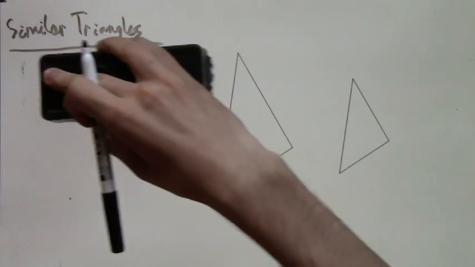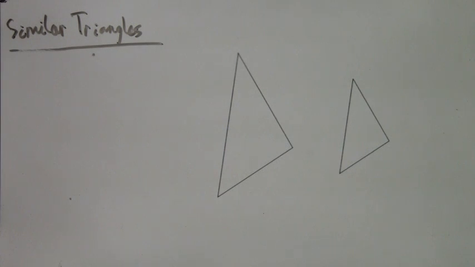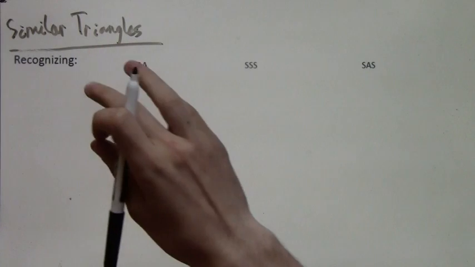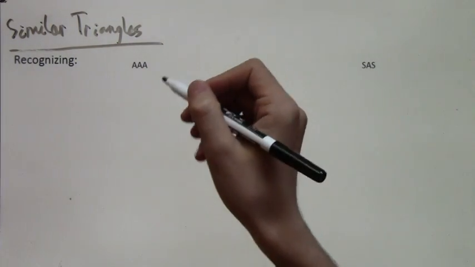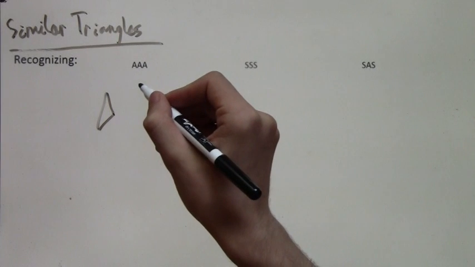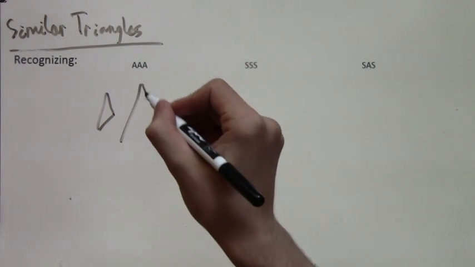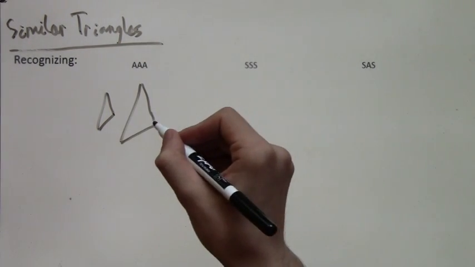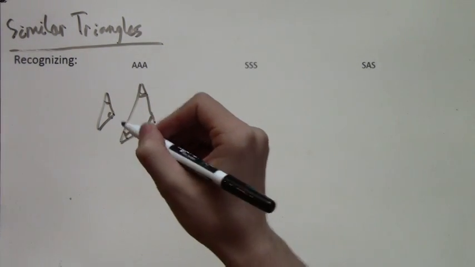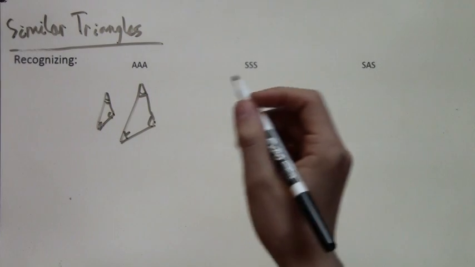Similar to congruency, there's a certain set of rules in determining if triangles are or are not similar. There's AAA, standing for angle, angle, angle. If you know that a pair of triangles shares the same set of angle measures, then they must be similar.